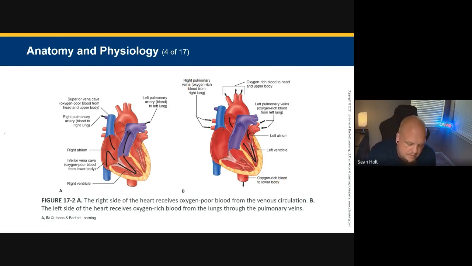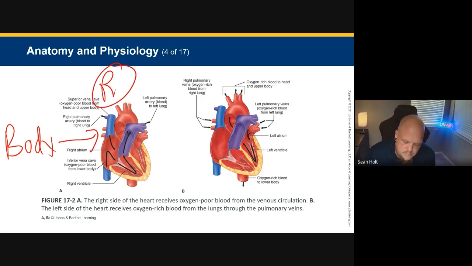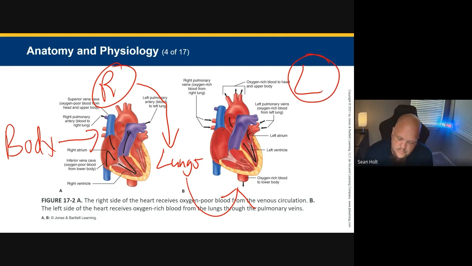Okay, so basically this picture is saying body to the right side of the heart, and then from the right side of the heart to the lungs, then from the lungs to the left side of the heart, which will then go back to the body, and it repeats, right?